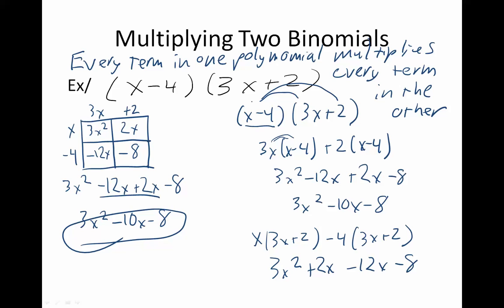Notice how the x multiplied both terms. Notice how the negative 4 multiplied both terms. Notice how the 3x multiplied both terms. Notice how the 2 multiplied both terms. So it doesn't matter how we organize it. What matters is that every term in one polynomial multiplies every term in the other.